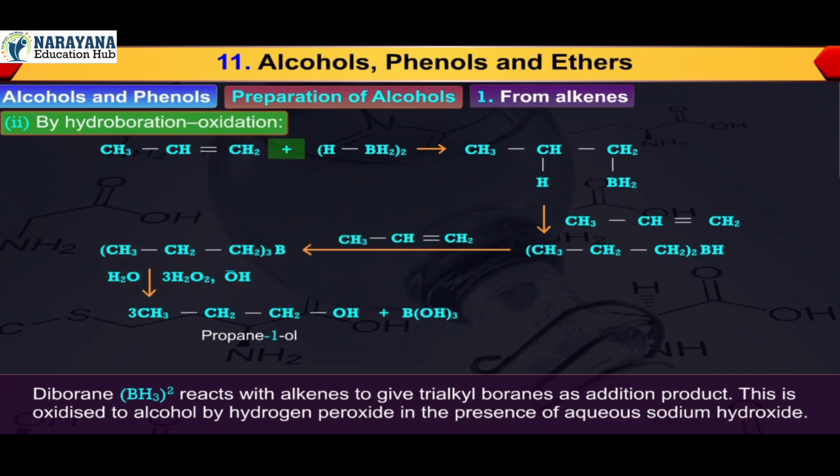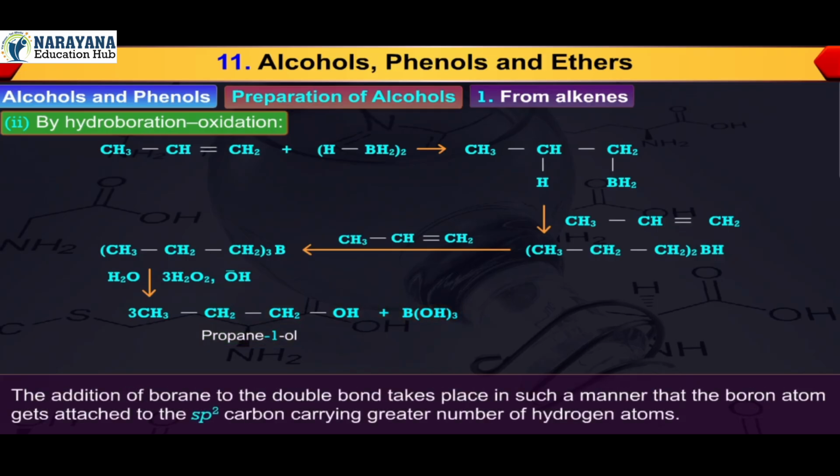CH3CH=CH2 plus HBH2 twice gives CH3CH2CH2BH2. In the presence of CH3CH=CH2 this gives (CH3CH2CH2)2BH. In the presence of CH3CH=CH2 this gives (CH3CH2CH2)3B. In the presence of 3H2O2 and OH-, this gives 3 CH3CH2CH2OH, propan-1-ol, plus B(OH)3.